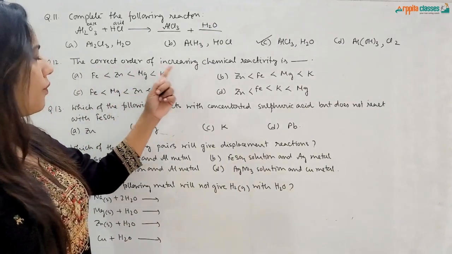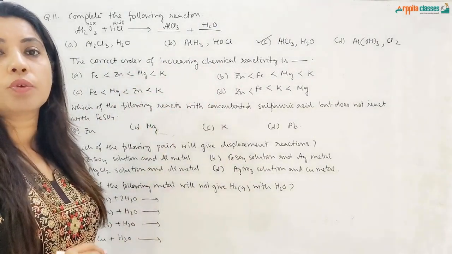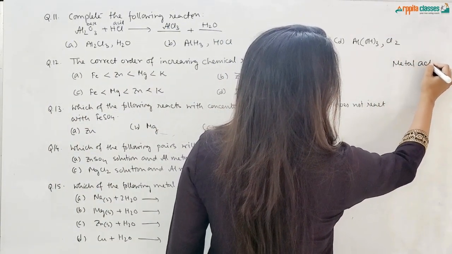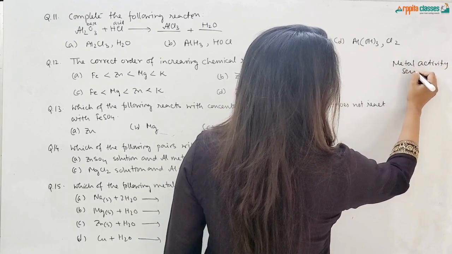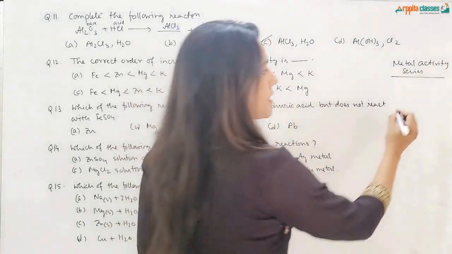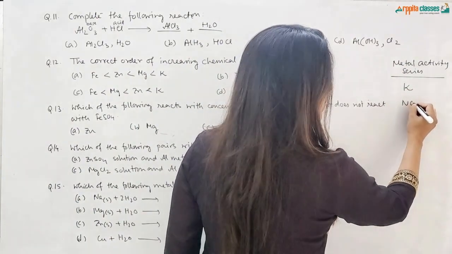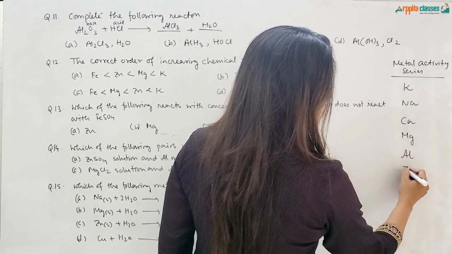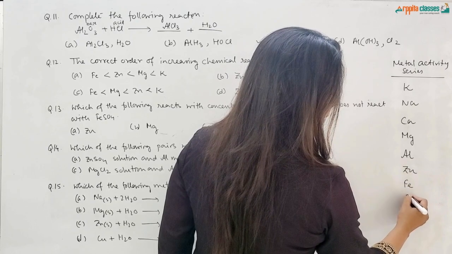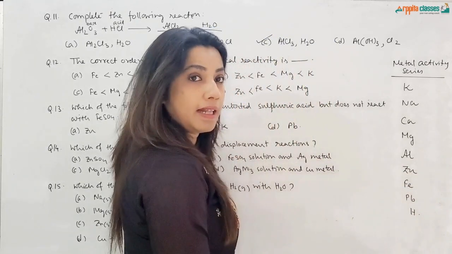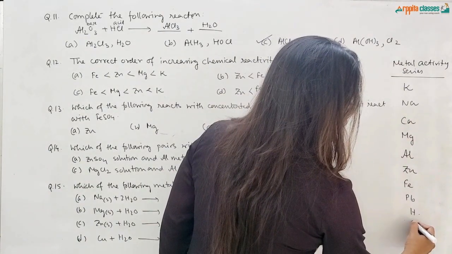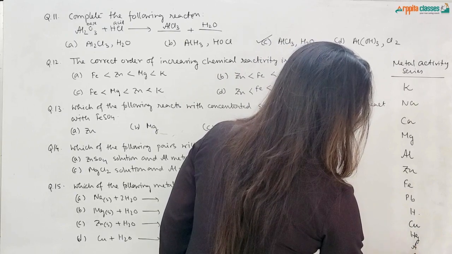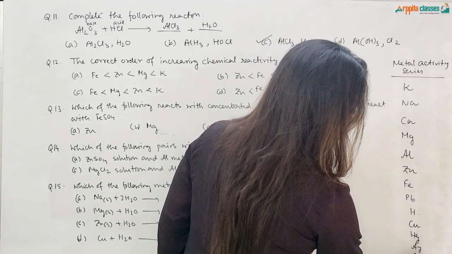The correct order of increasing chemical reactivity is, for this we need to know the metal activity series. And what is the metal activity series? To remember this, you can remember like this: केदार नाथ का माली आलू जरा फीका पकाता है. And then you can also remember high coat है. So this is Ag, this is Au, and this is Pt.